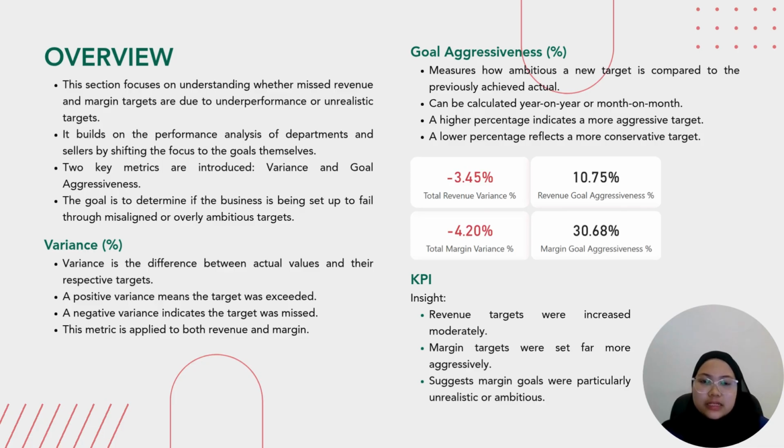This analysis explores whether missed revenue and margin targets were the result of poor performance or if the goals themselves were too ambitious. To evaluate this, two key metrics are used. The variance shows how far actual results were from the targets. Goal aggressiveness compares how much higher the new goal is compared to the previous actual. These metrics help reveal whether the business was truly underperforming or simply chasing goals it couldn't realistically reach.